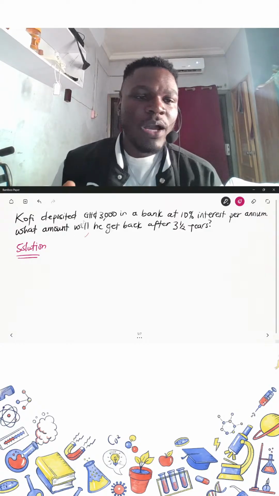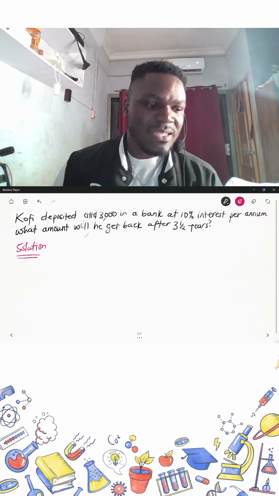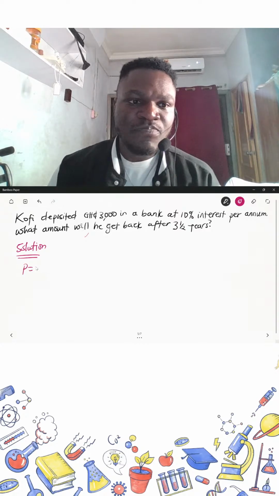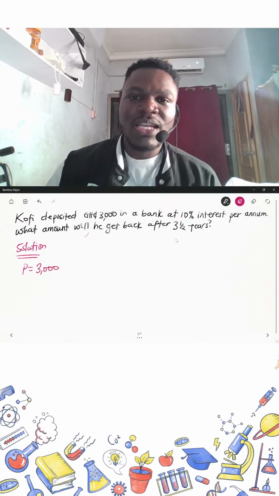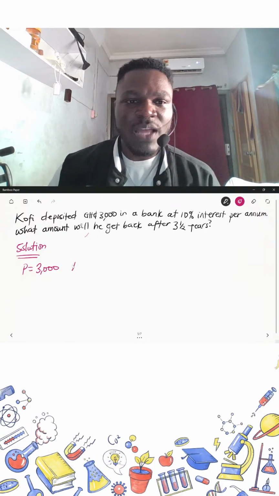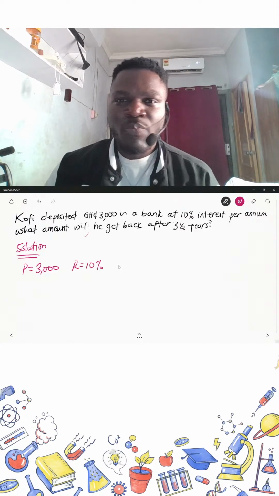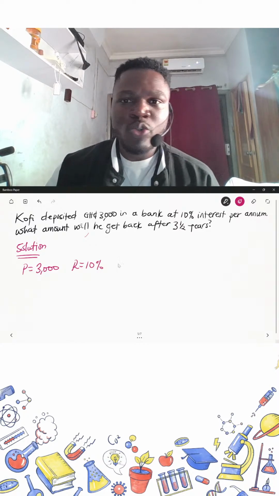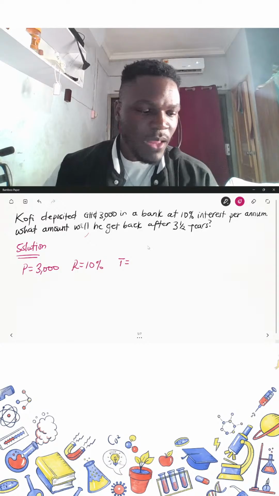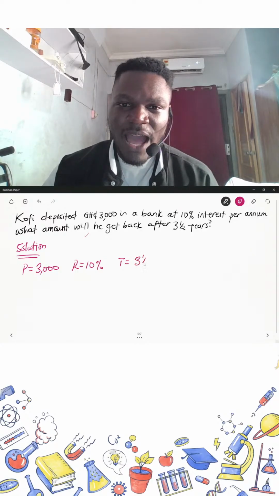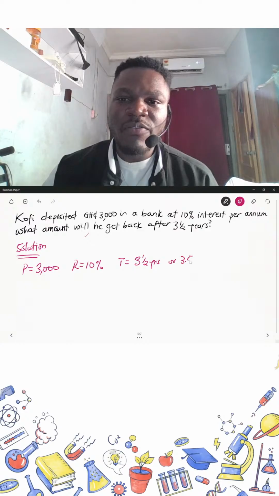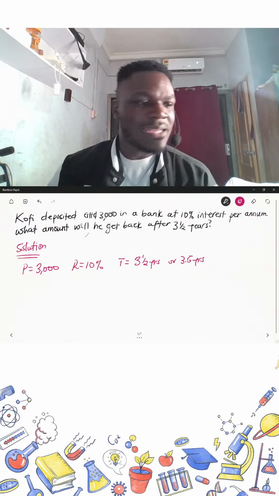We had here Kofi deposited 3,000 Ghana cedis. So the principal over here, P, is 3,000. And then he deposited it at the bank at an interest rate of 10% per annum. So how much will he get after 3.5 years? So the time here is 3.5 years.